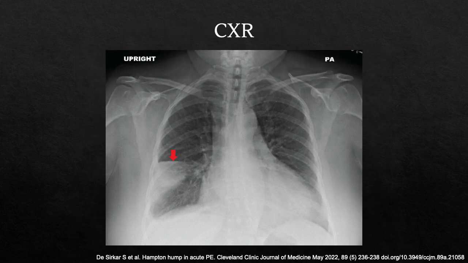Chest x-rays are invariably negative in patients with a pulmonary embolus, but it's still important as part of your differential. There might be very subtle changes, and if you're lucky, you might see a wedge-shaped infarct, like is shown in this x-ray that's showing the Hampton hump.